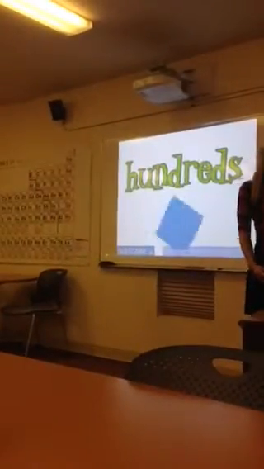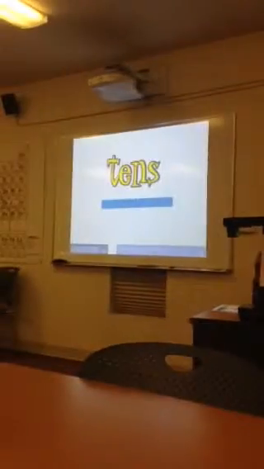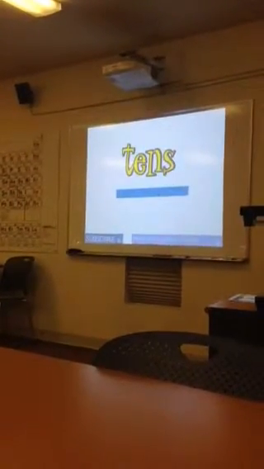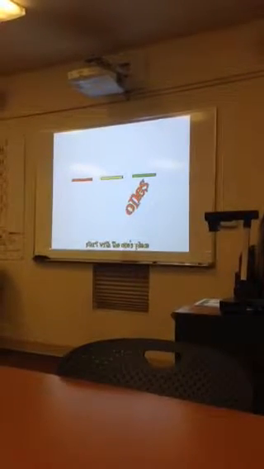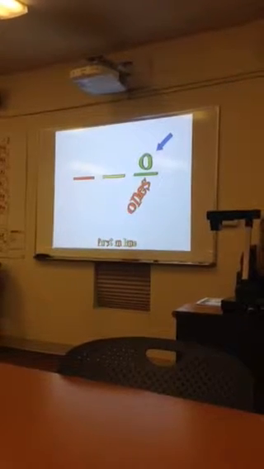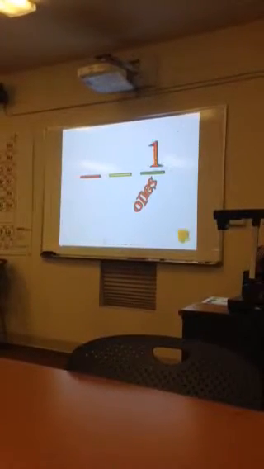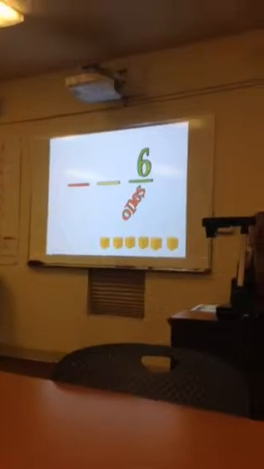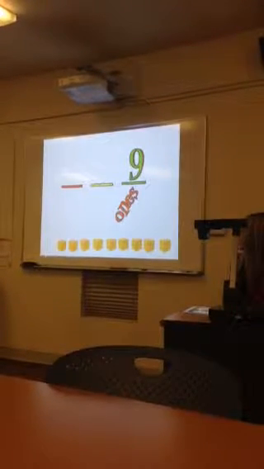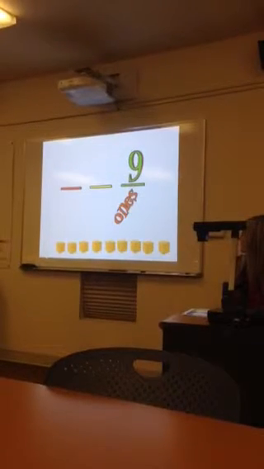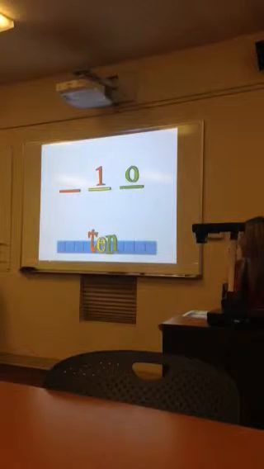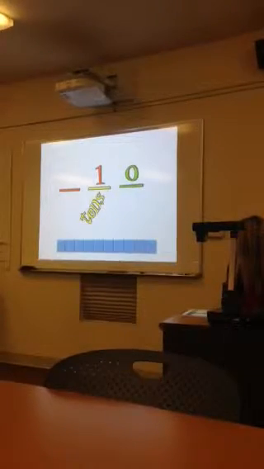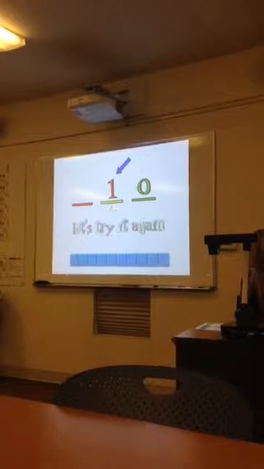Ones, tens, hundreds, say ones, tens, hundreds, say ones, tens, hundreds, every time. We start with the ones place. That's the first place. First in line. It's first in line. Then 1, 2, 3, 4, 5, 6, 7, 8. That's digits 9. That's digits 9. I got one more. There's that. Now I got 10. One in the tens place. That's the second space. Let's try it again.